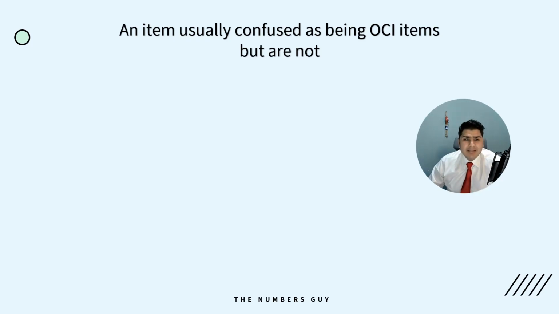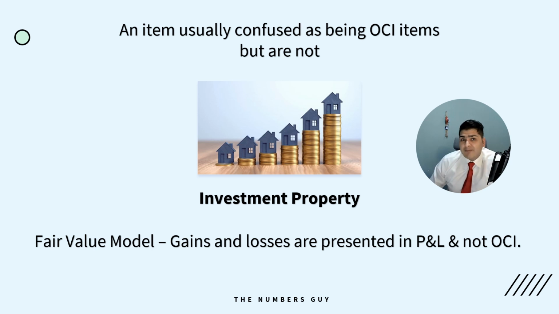With that in mind, many times students get confused of a specific item which basically belongs in the P&L, but students always think that it is an OCI item. It is the fair value gains or losses related to investment property. I had to address this because I don't know why. Many times students think if you use the fair value model for investment property, then the gains or losses related to that are also shown in the OCI. They confuse it with the revaluation model of PPE, but that's not the case.